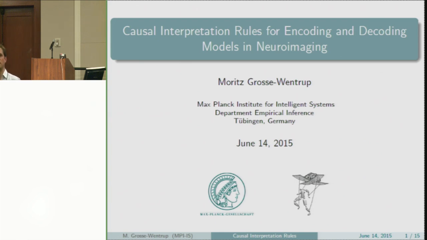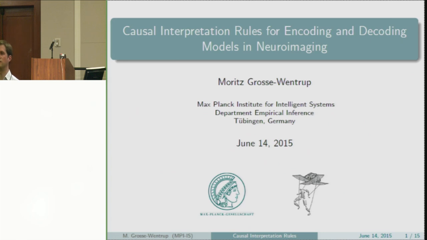I'm a group leader at the Max Planck Institute for Intelligent Systems in Tübingen in the department of Werner Schökow. And I'm not going to talk about how to train good decoding models, but I'm going to talk about how to interpret decoding models and how the interpretation rules for decoding models are different from encoding models.